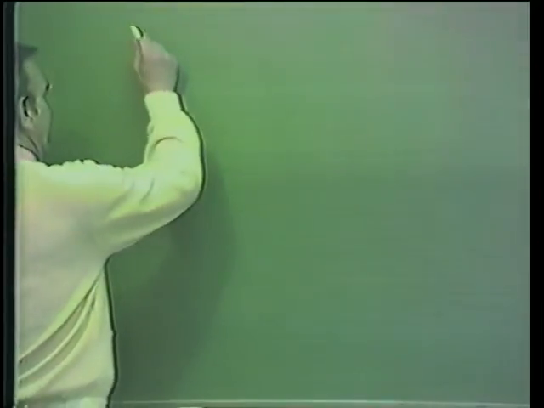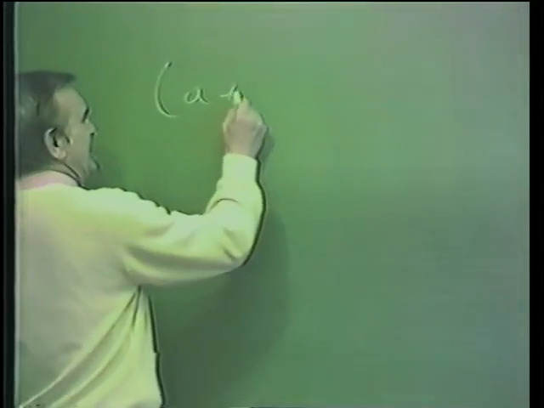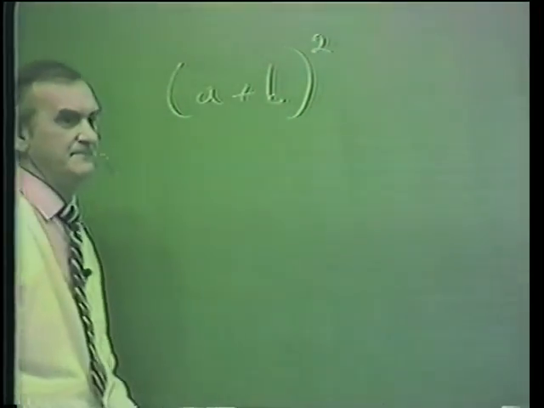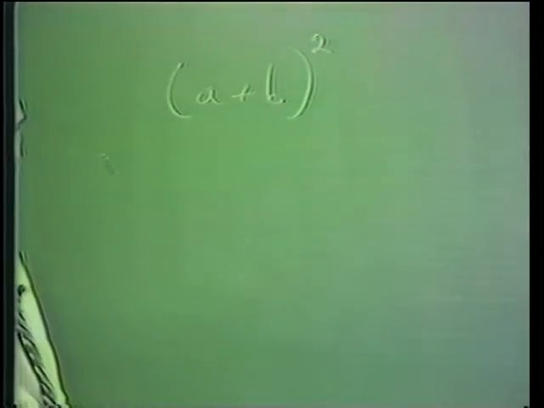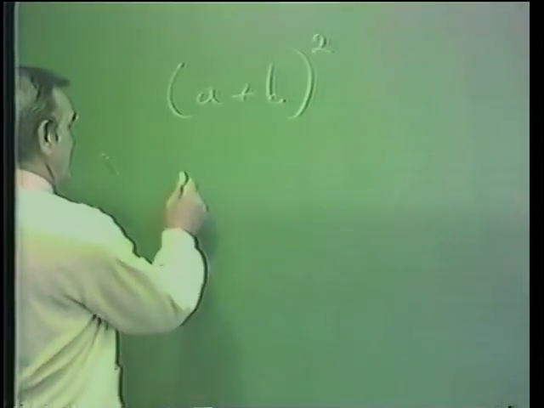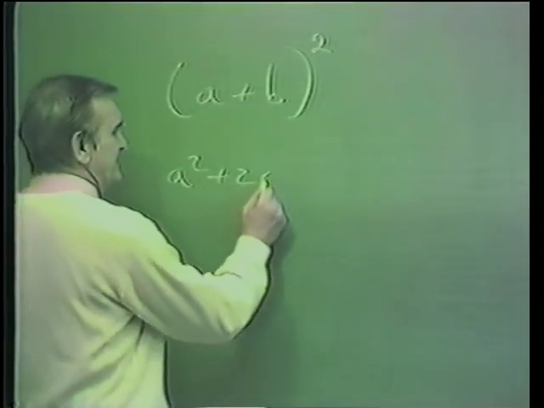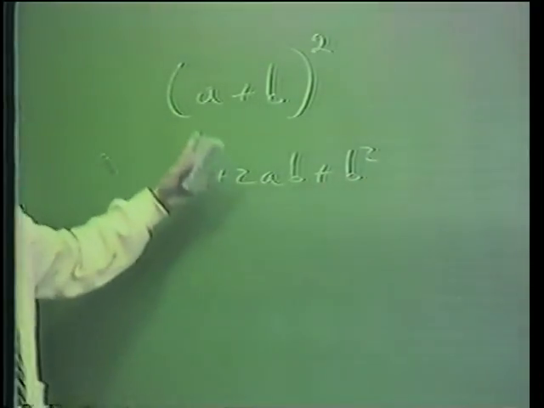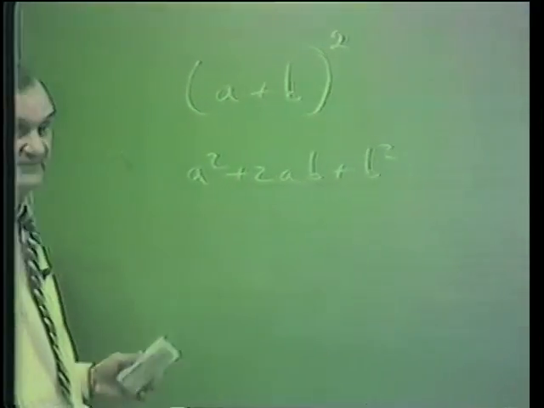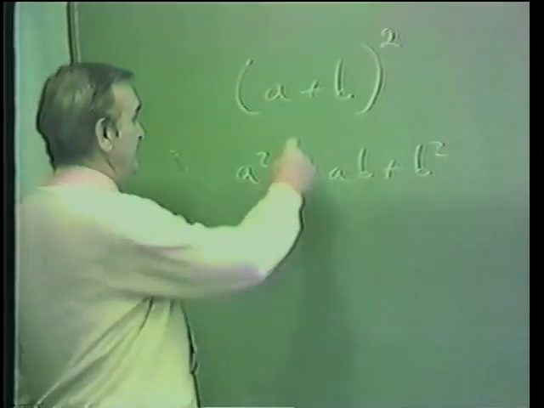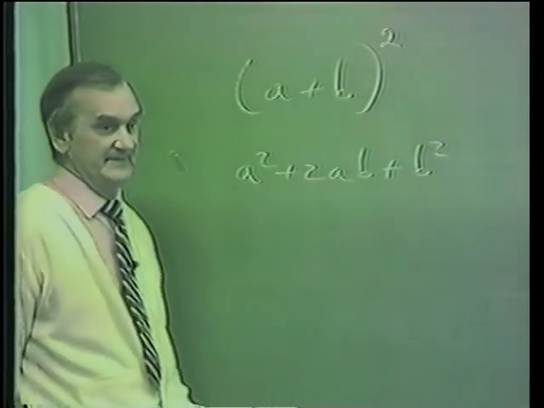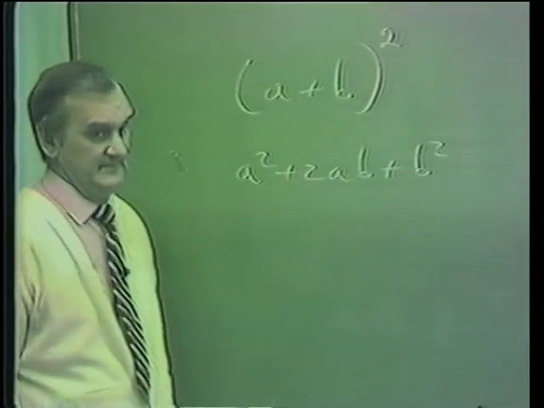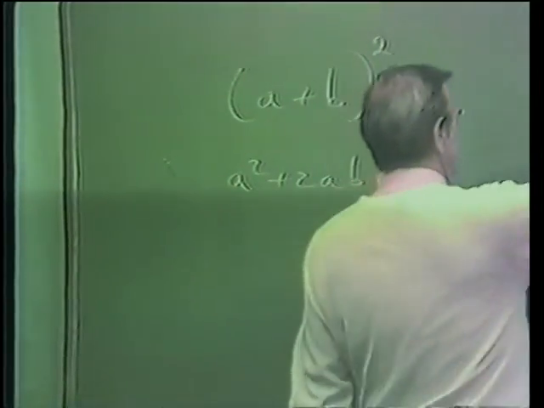Let's suppose we have the quantity a plus b squared. Roy? A squared plus 2ab plus b squared. Very good. Very fast. The faster we're getting at these. You square the first. A times a is a squared. You multiply the two terms together, that's ab, double it, you get 2ab. Square the last, b squared.